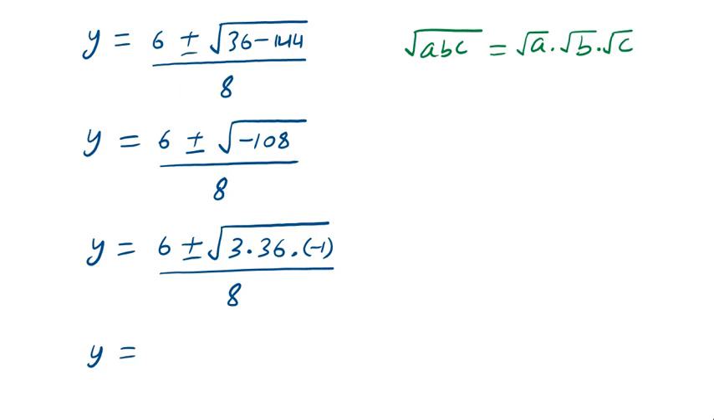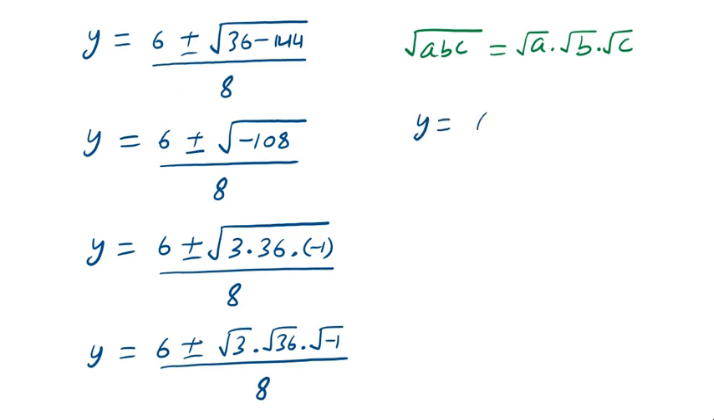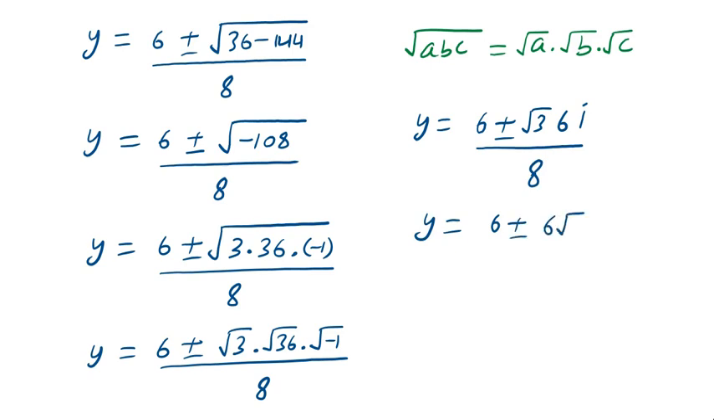Now y is equal to 6 plus minus, we can write this radical expression according to this rule as square root of 3 times square root of 36 times square root of minus 1, and divide by 8. Then y is equal to 6 plus minus square root of 3, and the value of square root of 36 is 6, and the value of square root of minus 1 is iota, divided by 8. Now y is equal to 6 plus minus 6 times square root of 3 times iota over 8.